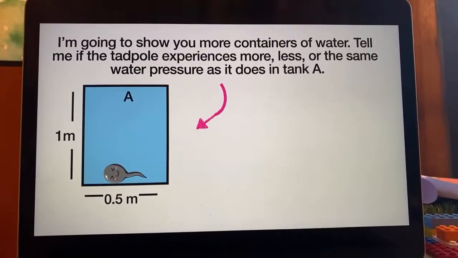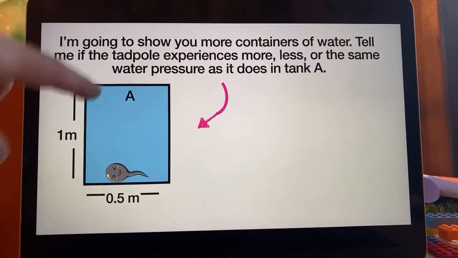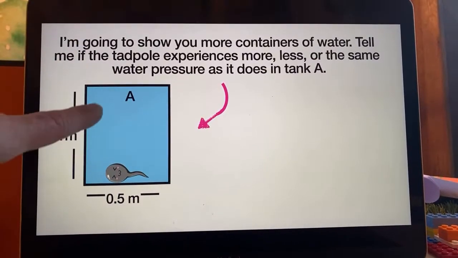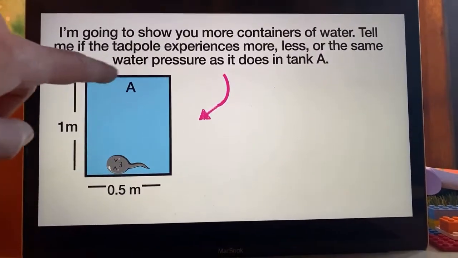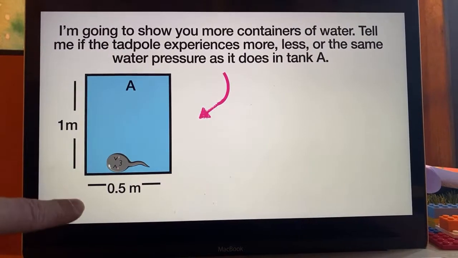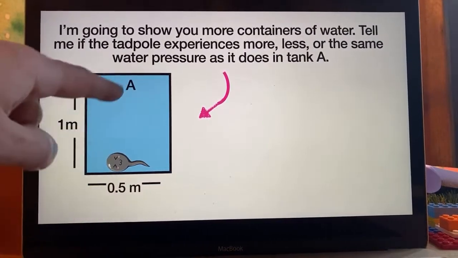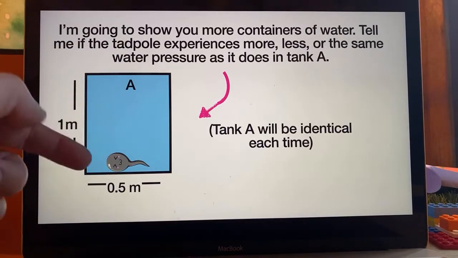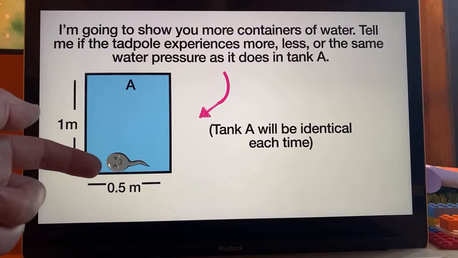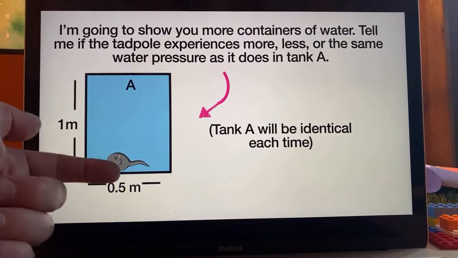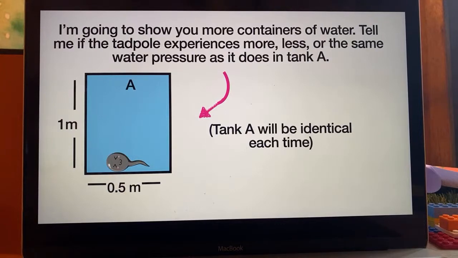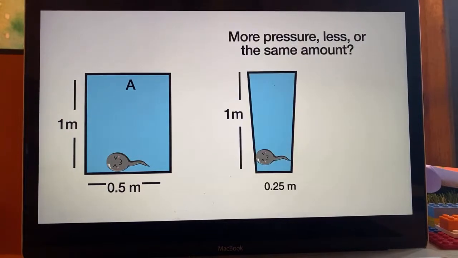So I'm going to show you some containers of water, and I want you to tell me if they're experiencing more or less or the same water pressure as in this tank here. We've just got a rectangular tank of water. It's 1 meter deep. It's 0.5 meter across. It's called tank A. Tank A is not going to change throughout all these examples. There's a tadpole in it. Don't worry, it's fine. It's having a lovely time, but it's right at the bottom of tank A. So I'm going to show you different tanks, and you tell me if you think that the tadpole in the other tank is experiencing more, less, or the same amount of pressure.